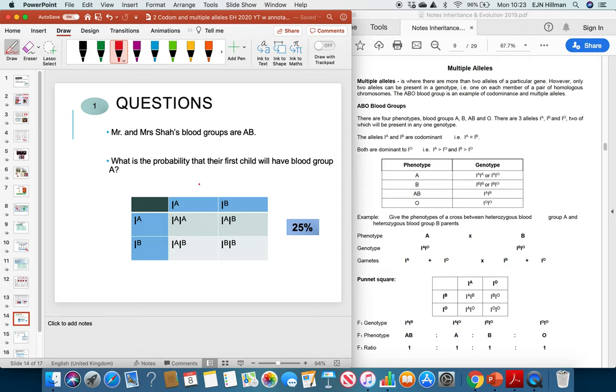So, two parents, Mr. and Mrs. Shah, blood groups are AB. What is the probability that the first child would have blood group A? Well, it's 25%. Okay, IA, IA, 25%.